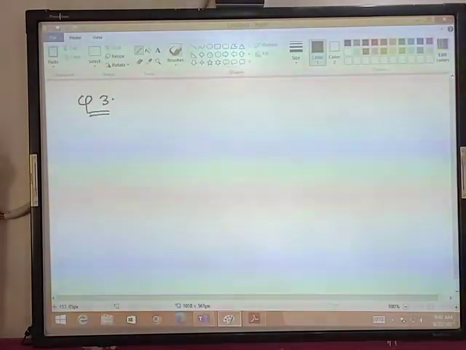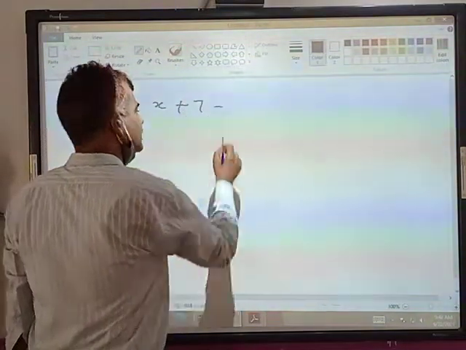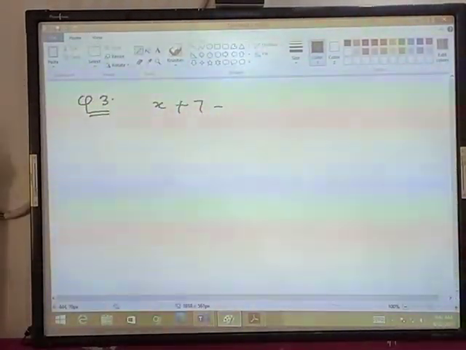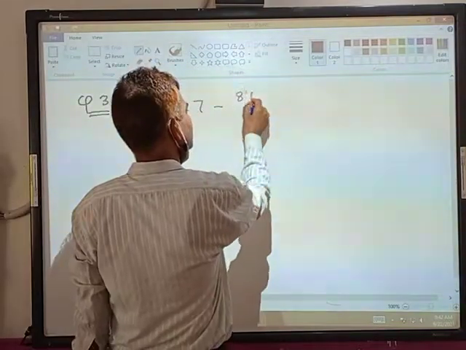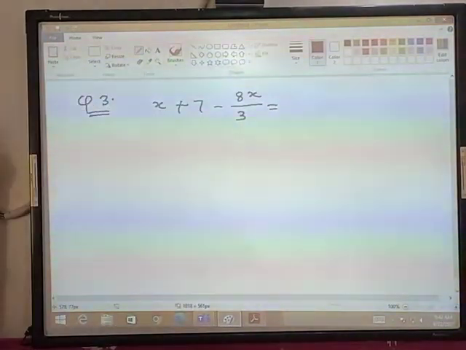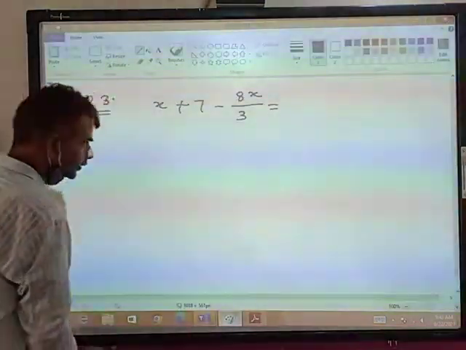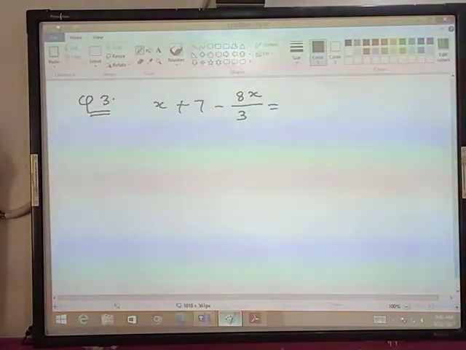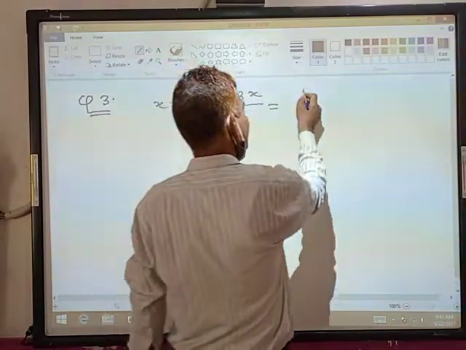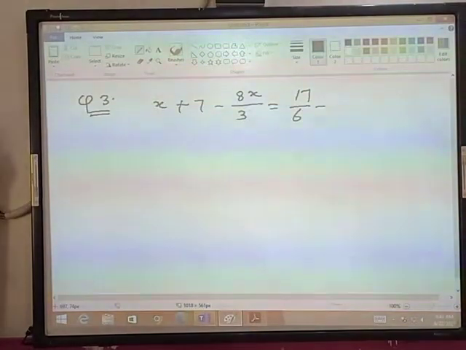Student, x + 7 − 8x/3. Now student, x + 7 − 8x/3 is equal to 17/6 − 5x/2.